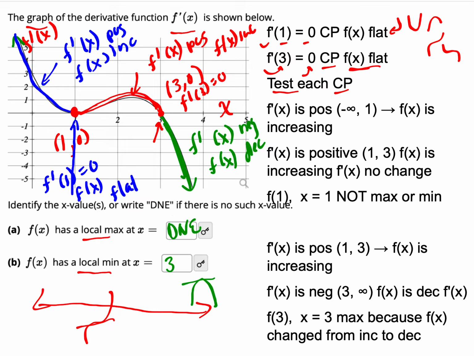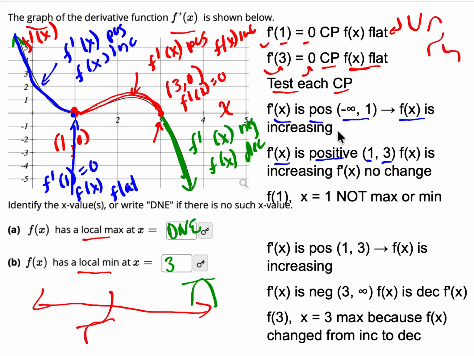If I want to write these intervals for increasing and decreasing, f of x is increasing from negative infinity all the way to 1. At the critical point, it's neither increasing nor decreasing because it's flat for a second. The derivative is 0. When f prime of x is positive, it tells me that f of x is increasing, flat for a second. Then the derivative is positive again from 1 to 3. f prime of x is positive from x equals 1 to x equals 3. Again, that tells me that f of x is increasing.